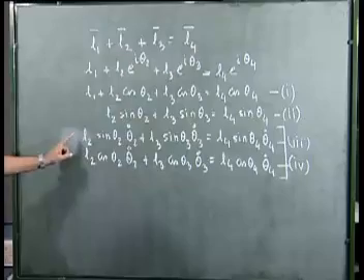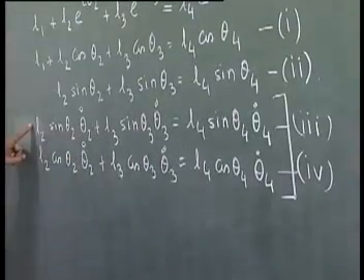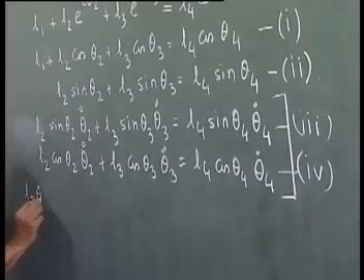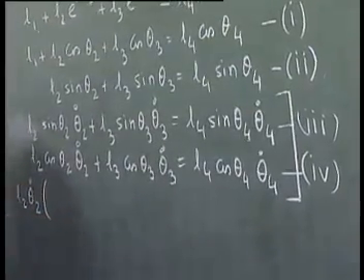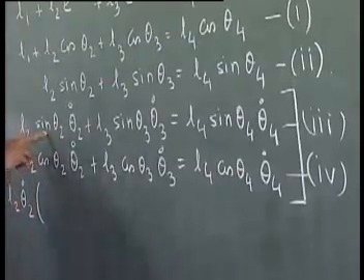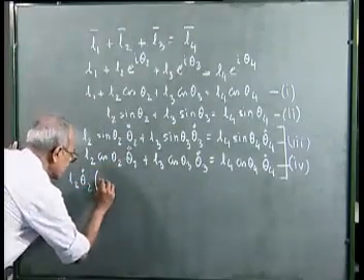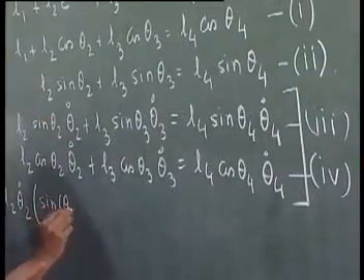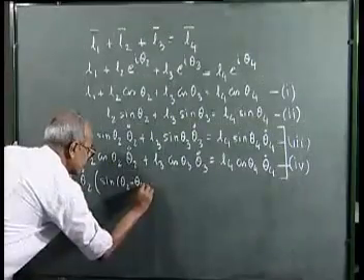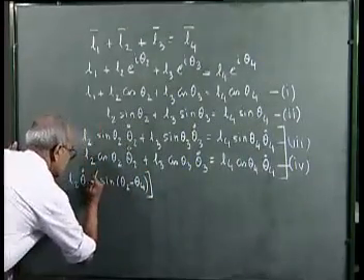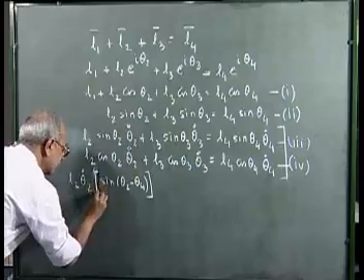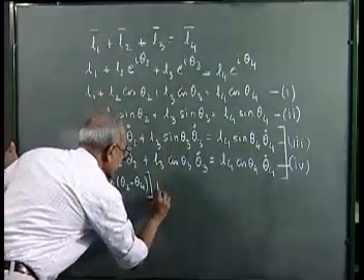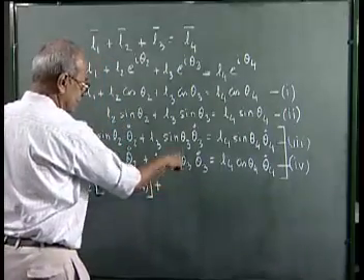So what have we done? We have multiplied the top equation by cosine theta 4. So I get L2 theta 2 dot sine theta 2 cosine theta 4 minus cosine theta 2 sine theta 4, which gives me sine of theta 2 minus theta 4. And here I have multiplied by cos theta 4, and here I have multiplied by sin theta 4 and subtracted.